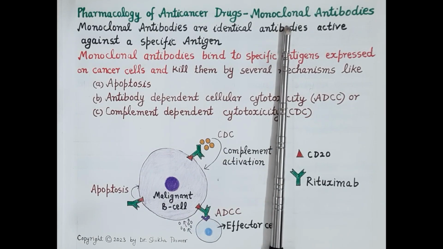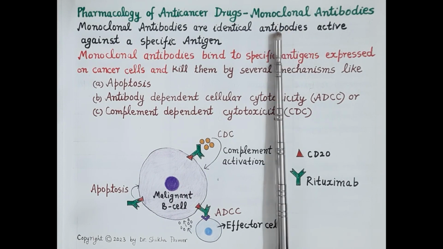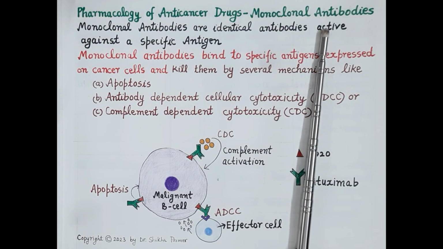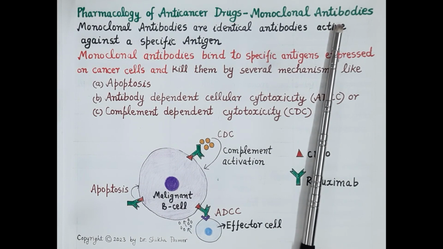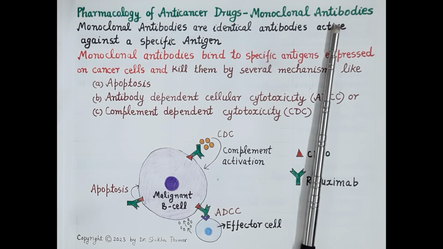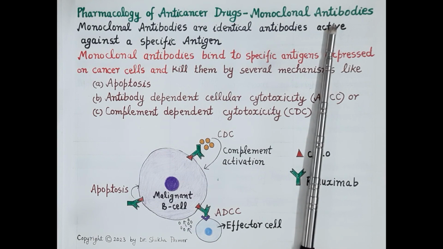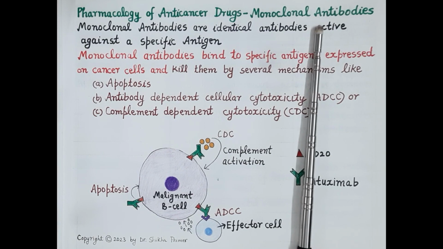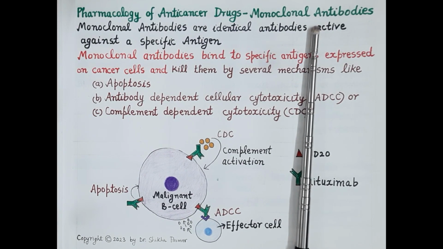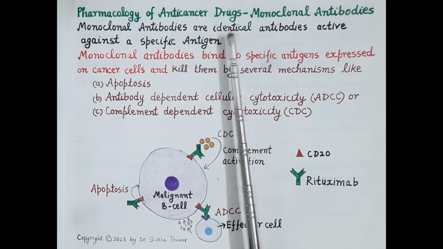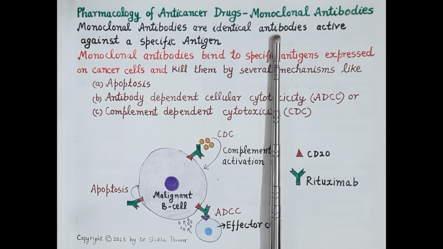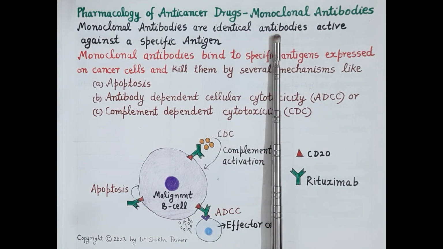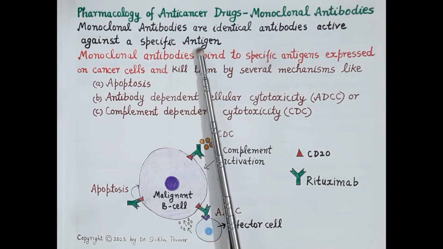Now, another very important category of targeted anti-cancer therapy is the monoclonal antibodies. Now, antibodies, as we know, are the proteins that recognize and destroy the antigens. Antigens are foreign substances which are found in the body like toxins, bacteria, viruses, etc. Now, these monoclonal antibodies destroy the cancer cells. Monoclonal antibodies are identical antibodies that are synthesized in the laboratory and are active against specific antigens.